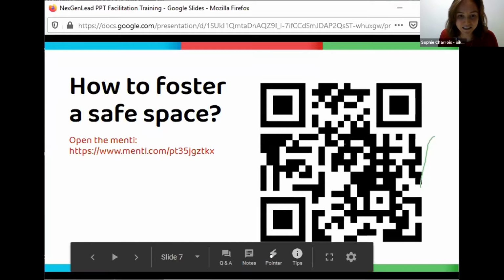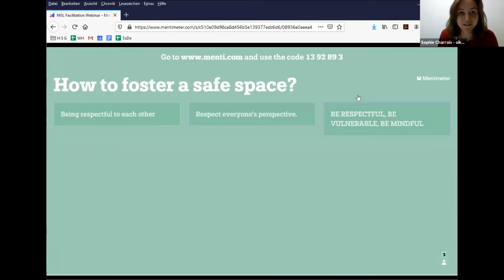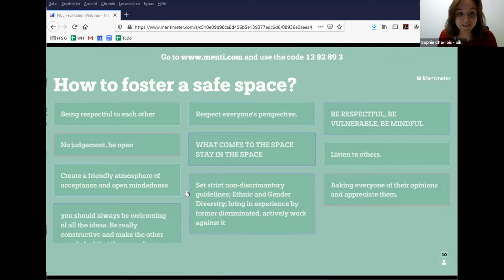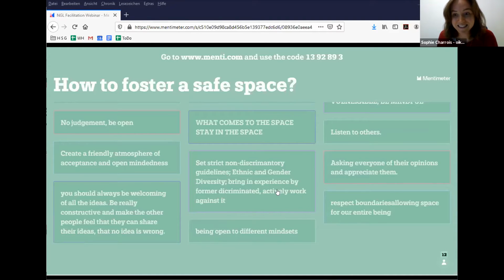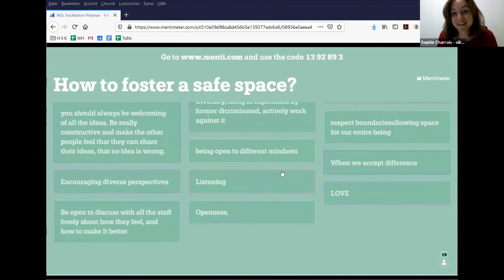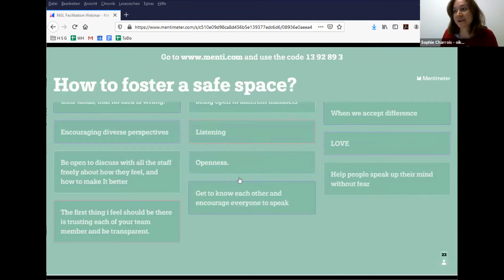As slowly the things drop in, we see how to foster safe space: respecting everyone's perspective, being respectful to each other, being vulnerable, being mindful, no judgment, being open, and listening to others, creating a friendly atmosphere, acceptance and open-mindedness, asking everyone of their opinions and appreciating them, being open to different mindsets, respecting boundaries, and encouraging diverse perspectives, listening, love. I love that. Openness, trusting each other, and being transparent. Well, I think this is all super relevant, and thank you so much for sharing.